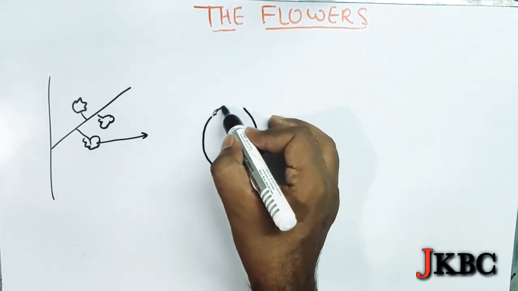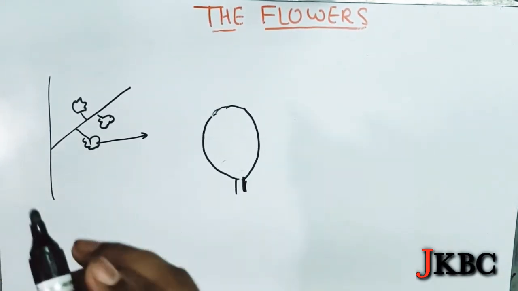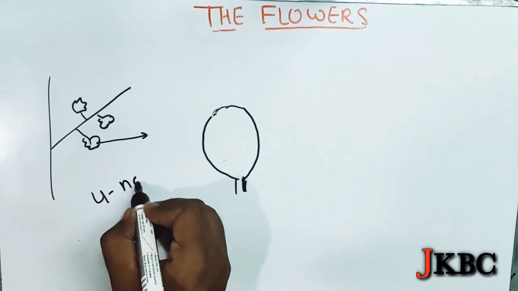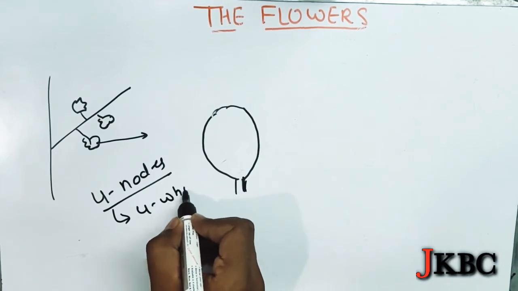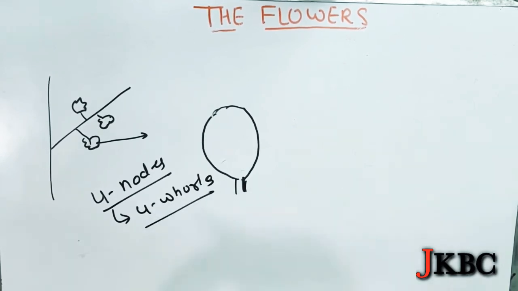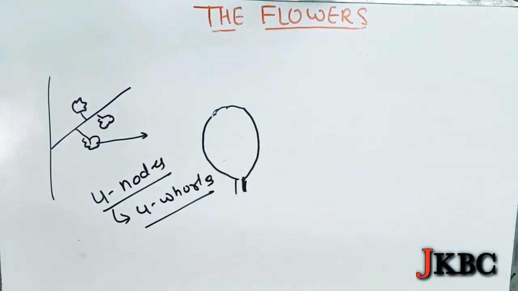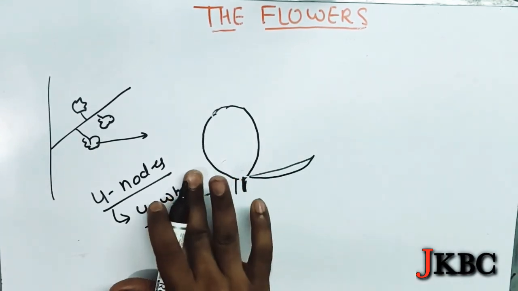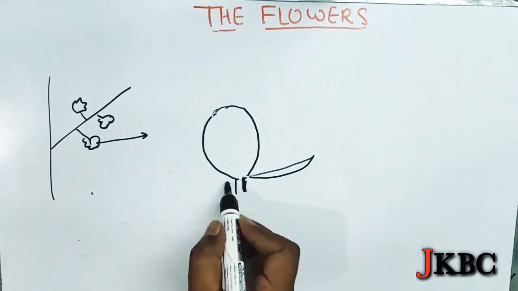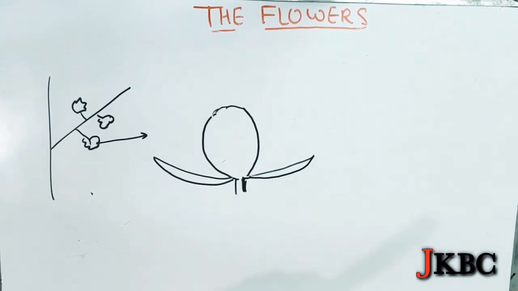The first part is the thalamus. In the thalamus, the four nodes will develop the four whorls. Write it in your NCERT. There are four nodes that develop four whorls. The first whorl is called calyx. The outermost protecting part is the calyx. It is green and photosynthetic in nature.